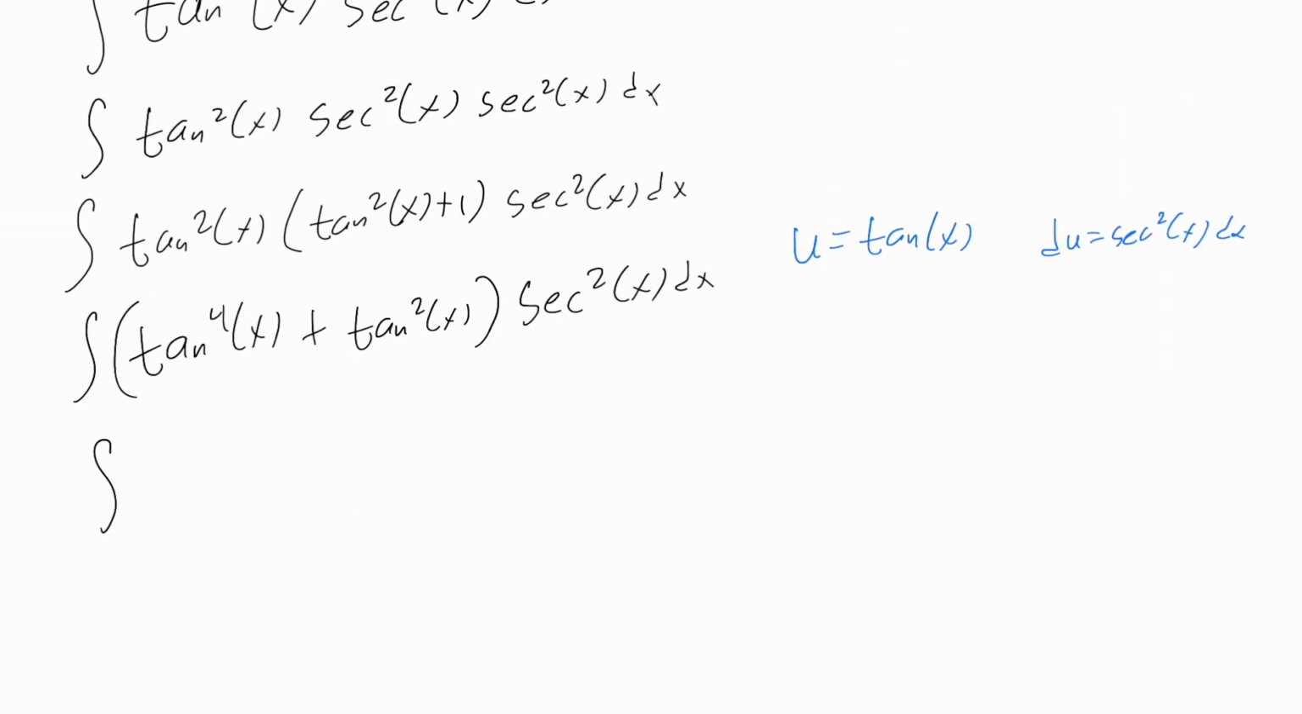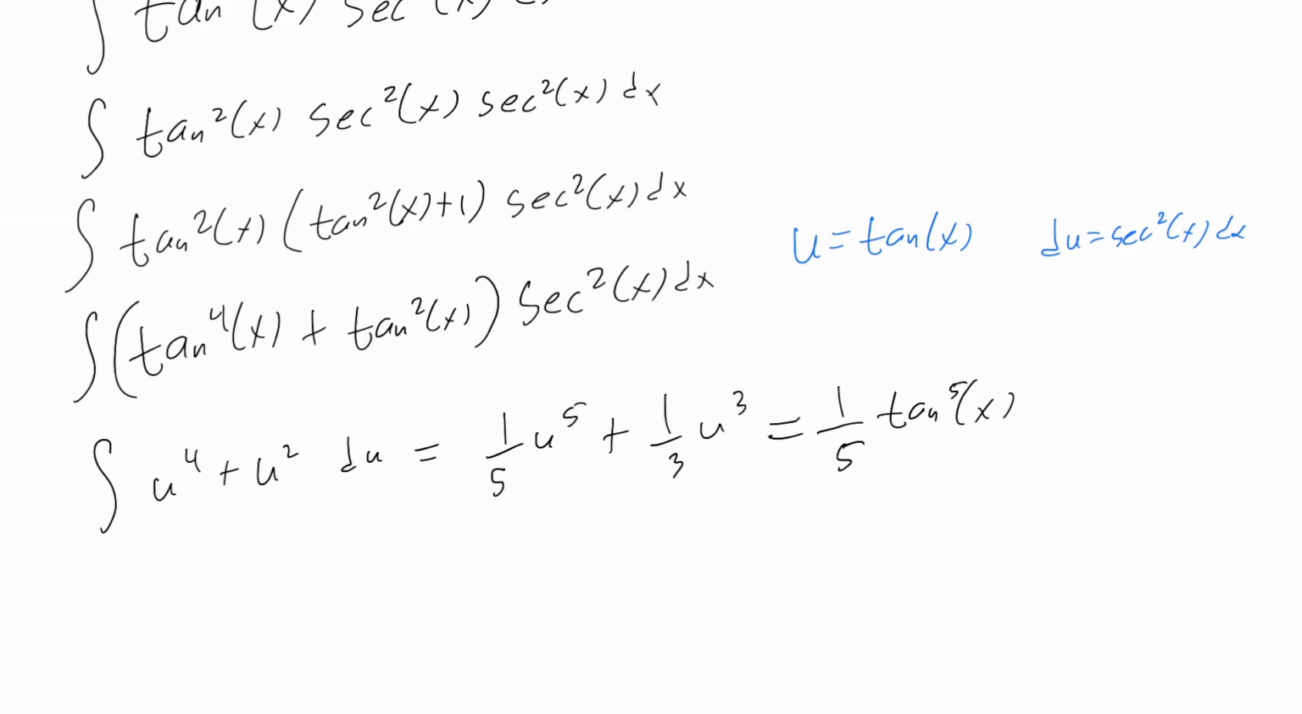Our integral becomes the integral of u to the 4th plus u squared du, and that's 1/5 u to the 5th plus 1/3 u cubed, which we trade back for x's. We get 1/5 tangent to the 5th of x plus 1/3 tangent cubed of x plus c.